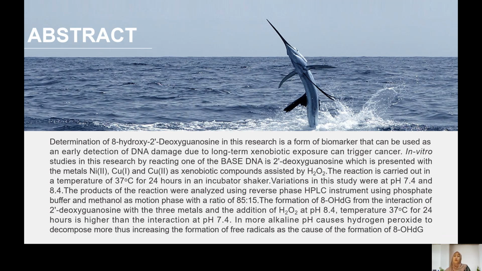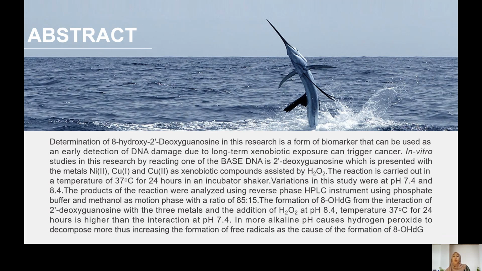assisted by hydrogen peroxide. The reaction is carried out at a temperature of 37 degrees Celsius for 24 hours in an incubator shaker. Variations in this study were at pH 7.4 and 8.4. The products of the reaction were analyzed using a reverse phase HPLC instrument using phosphate buffer and methanol as the mobile phase with a ratio of 85 and 15.